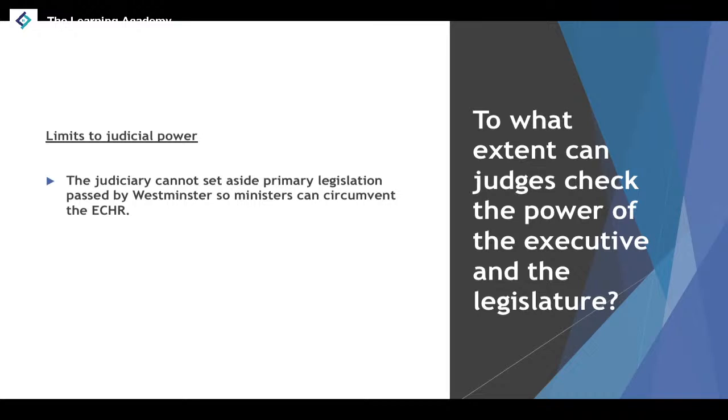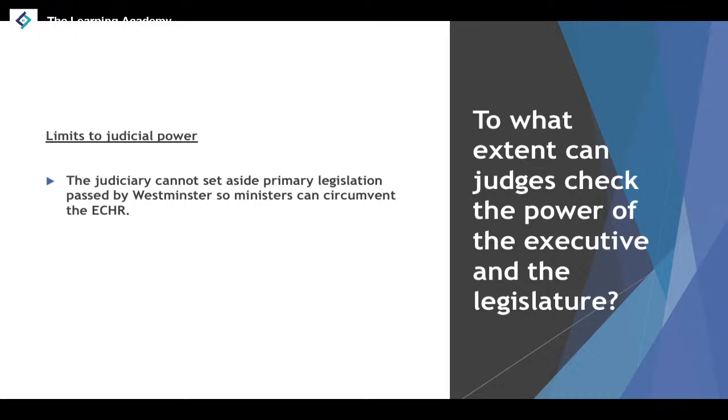If we compare this to the United States, where the highest authority is the US Constitution, the judiciary can override legislation that's passed by Congress because they can say, well, actually, this legislation is not compatible with the US Constitution. The US Constitution is the highest law in the United States. Well, we don't have that in the United Kingdom. In the United Kingdom, we have parliamentary sovereignty, and that's all we have.